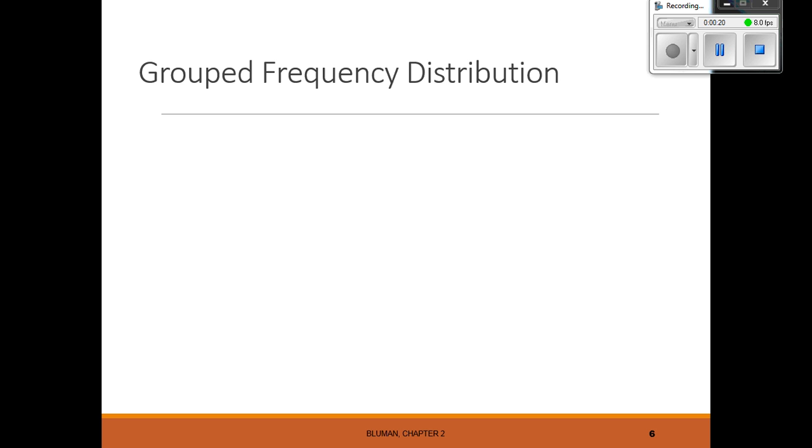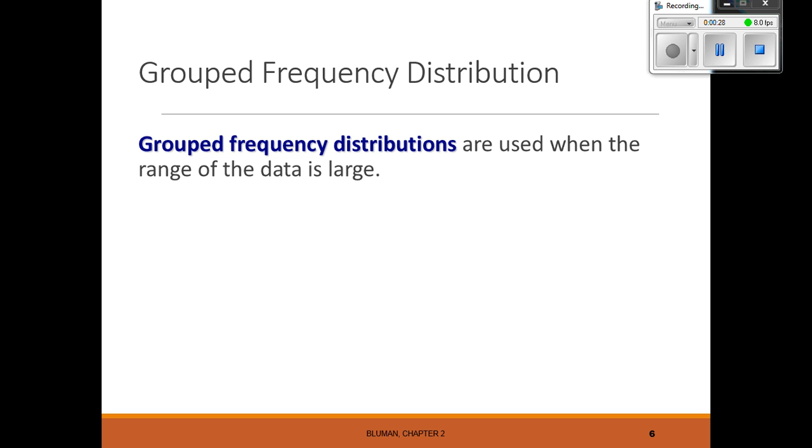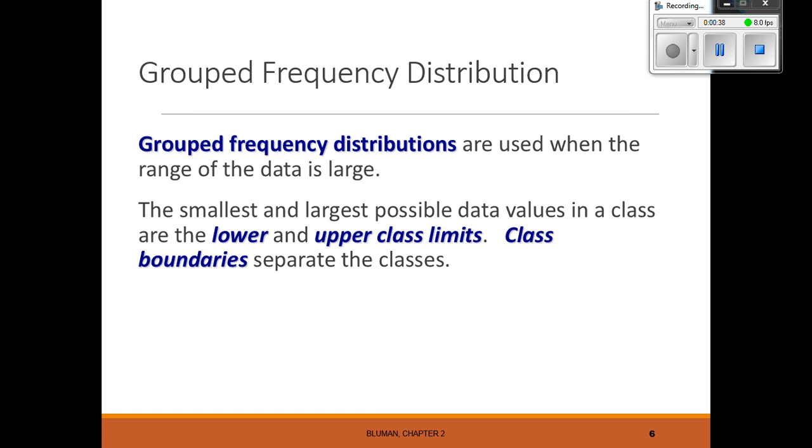Now you can have just regular frequency distributions. Those are where you only have one number for each category. Grouped is used when you have a large range of data. So what I mean by that is the difference between your lowest number and your highest number. You would use a grouped frequency distribution. Those smallest and largest values are called the lower and upper class limits.